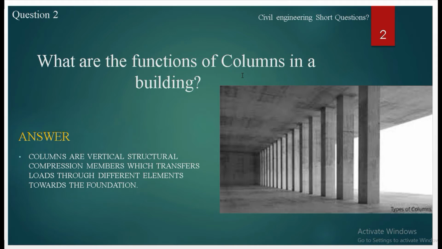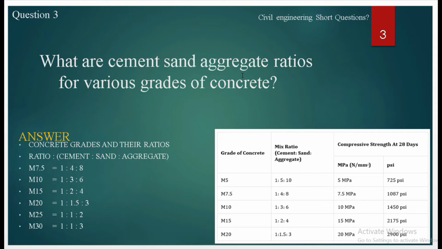Question number three: what are the cement, sand, and aggregate ratios for various grades of concrete? Concrete grades and the ratios. On the right side, we can see a small table that we have. These are the grades of concrete, and the second one is the mix ratio, and then we have the compressive strength at 28 days, and the strength is given in MPa, or newtons per mm square, and it's also given in PSI, which is the American way of saying it, pounds per inch square.